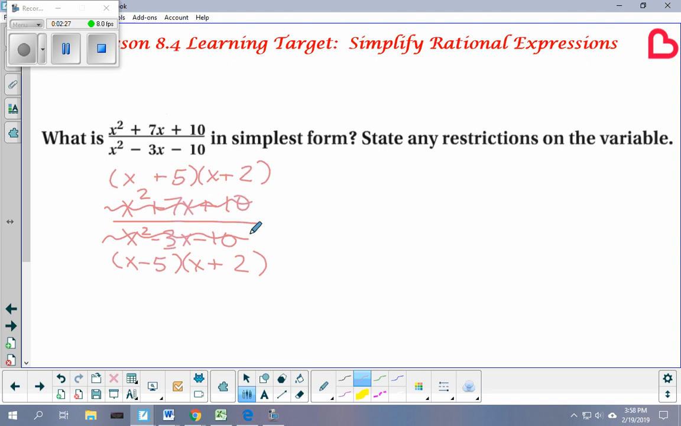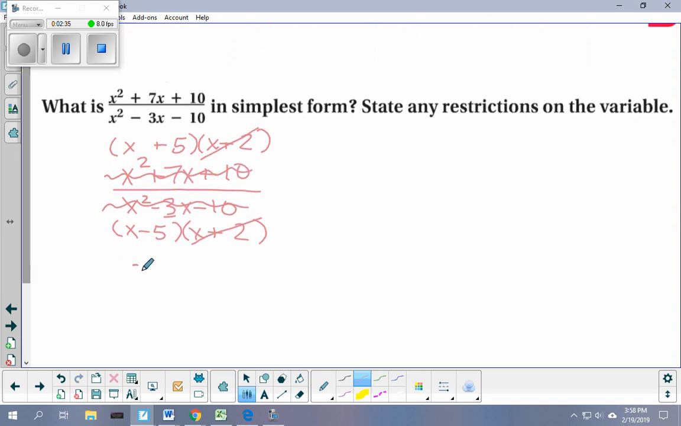So now, just like we did with regular numbers, cancel any common factors. So the x plus 2's will cancel, and we're left with x plus 5 in the numerator over x minus 5 in the denominator. So that's the answer. That's your simplified form.